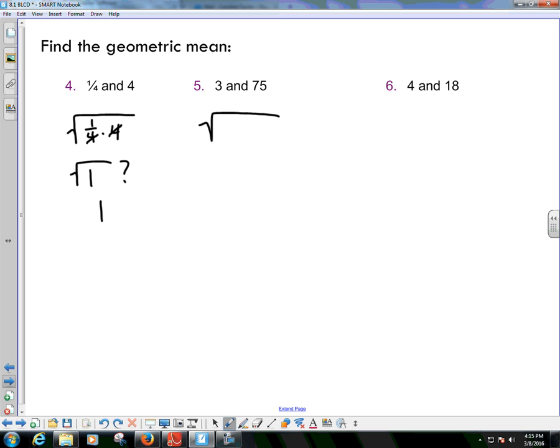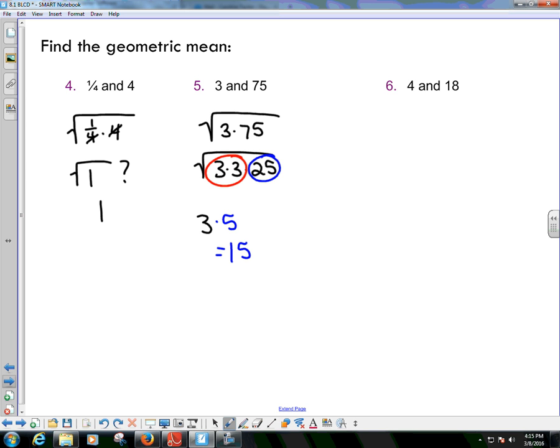All right, I'm going to do the positive square root of the product of 3 and 75. Well, I look at 75 and I say 75 is 3 times 25. Can I take the square root of 3 times 3? I can. The square root of 3 times 3 is 3. Can I take the square root of 25? I can. The square root of 25 is 5. So the answer to this one is 15.